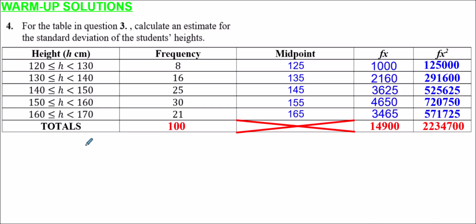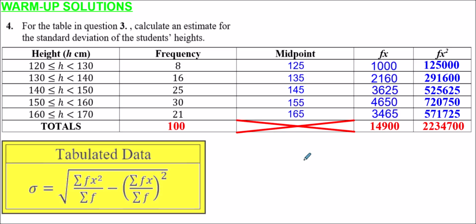Next up, we're going to use these totals, these values, and input them into the table for working out standard deviation from a grouped frequency table. The formula, which you've seen before, is something a bit like this. So this is for tabulated data. So we're now good to go in working out our estimate for standard deviation.